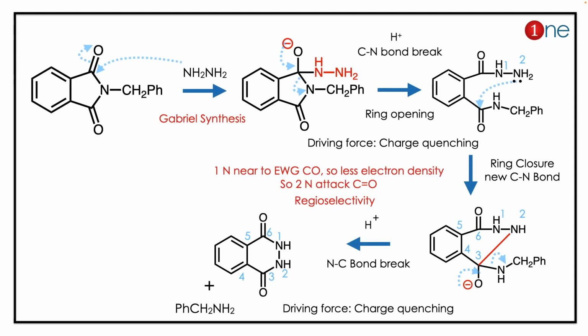Here the first step is the attack of the nucleophile. You have an addition reaction, and the charge has to be quenched. The charge quenches, heat is on, and it opens the ring. Then you have an internal nucleophile, which is the amine near the carbonyl, and a free amine. The free amine attacks because of its high electron density, so it attacks and the ring closes.